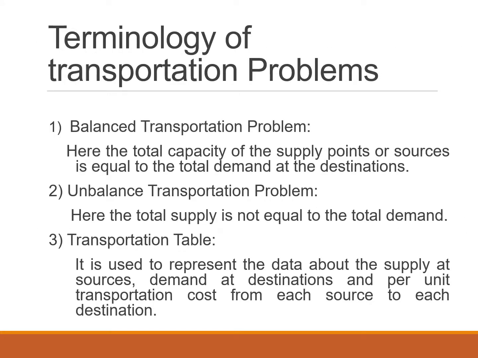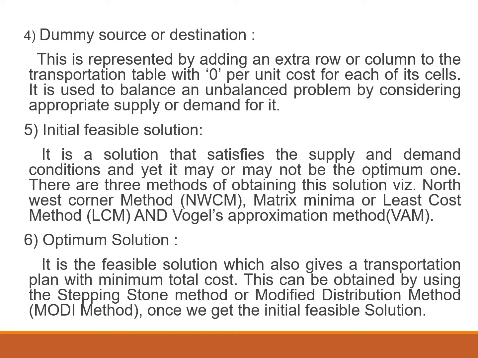What is the terminology used in the transportation problem? First, the balanced transportation problem. Here, the total capacity of the supply points or sources is equal to the total demand at the destinations. Second, the unbalanced transportation problem. Here, the total supply is not equal to the total demand. Third, the transportation table. It is used to represent the data about the supply at sources, demand at destinations, and per unit transportation cost from each source to each destination.